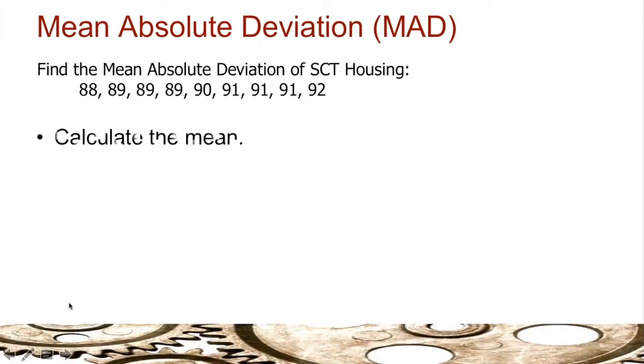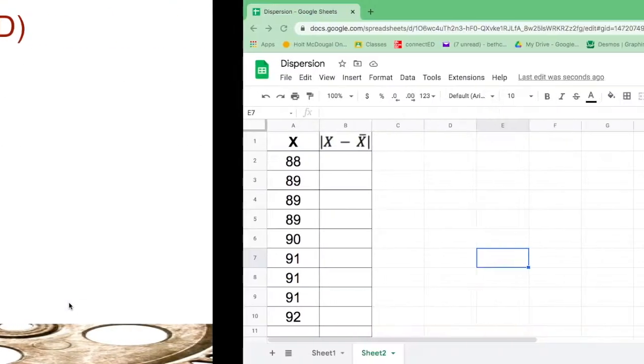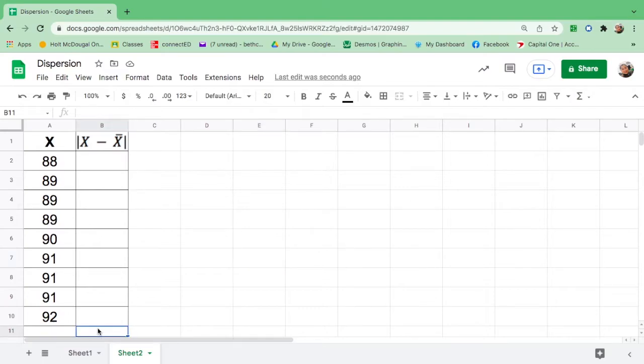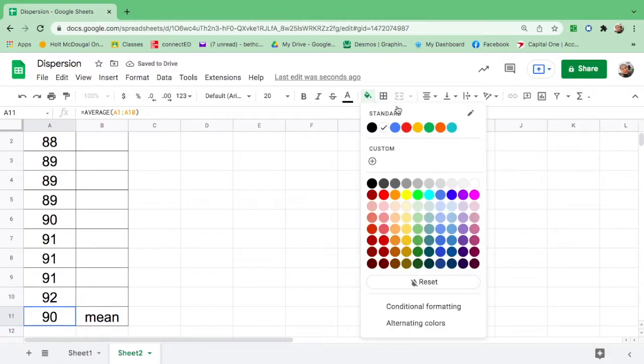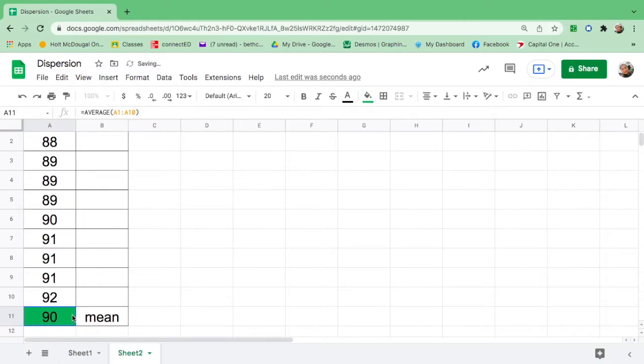And for the first formula, we need to find the mean. So I will name it the mean. To find the mean, type the equal sign. There is a suggested formula here. You can actually click it. And the value of the mean is 90. So I have to change the color so that it won't mix with the value of x.